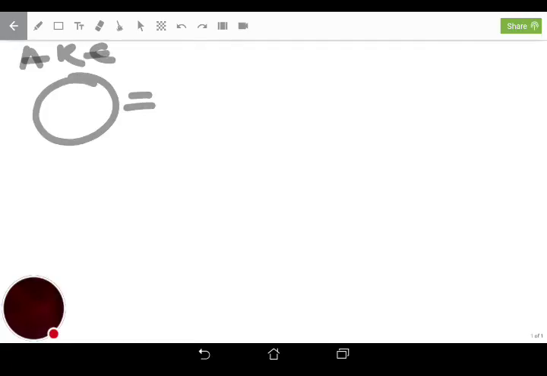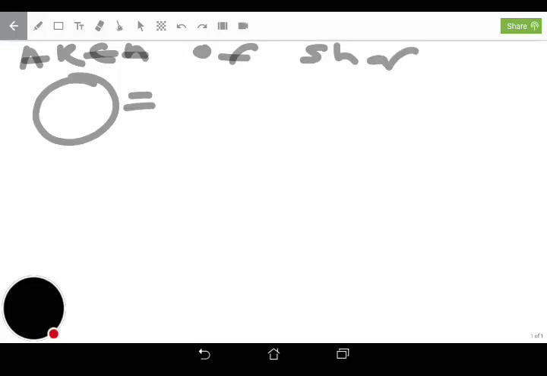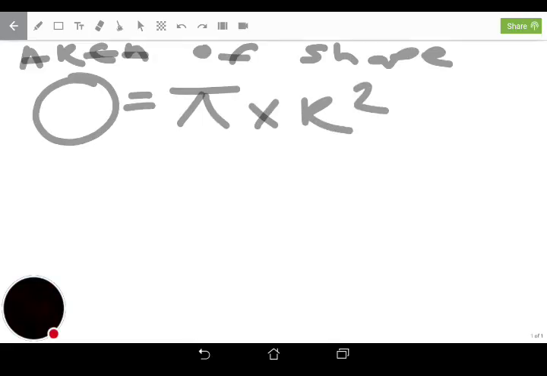Okay, so this here is area of shapes. So that's what we're doing now, area of shapes. So to find the area of a circle, we use the formula pi times radius squared. For those of you who struggle with radius squared, it's radius times radius.